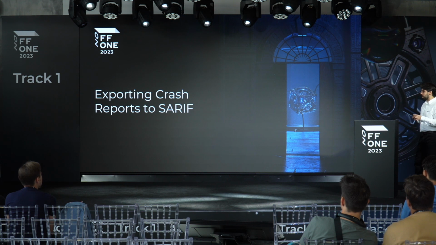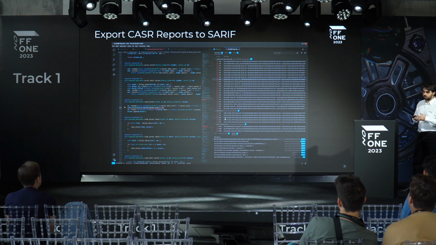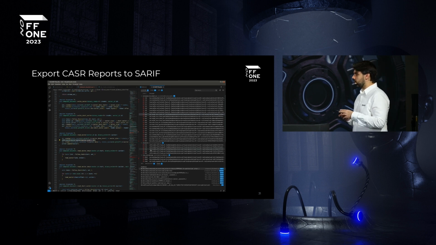Just recently, we also added the SARIF support because we decided that it would be a useful feature. The way it works is as follows. After a fuzzing session, you get a list of CASR reports. You can upload them into a single SARIF report and then download it.